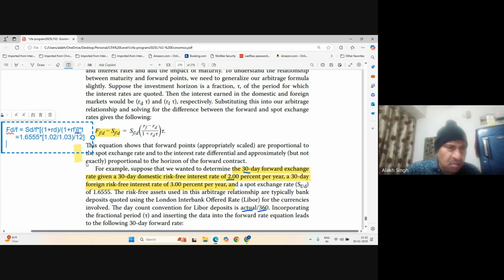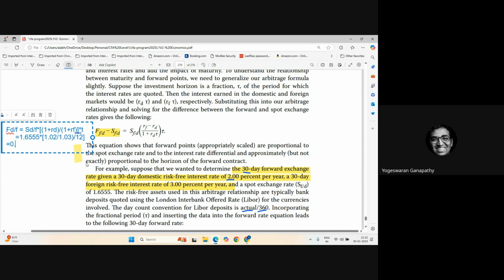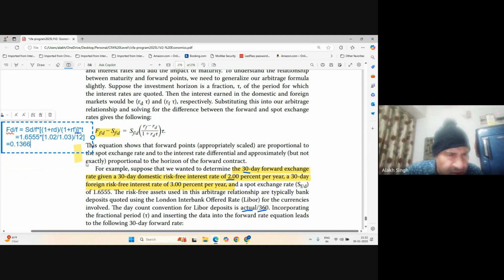No, that one is wrong. Whole value is equal to how much? 0.136. This one is wrong definitely because it should be 1.665 and slightly down. Means domestic interest rate is lower. So if it is lower, means it should appreciate. So domestic interest rate is lower.